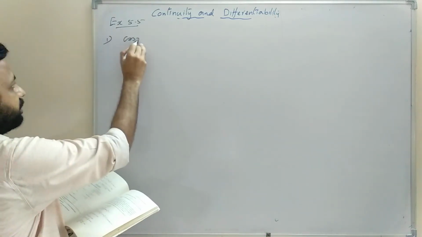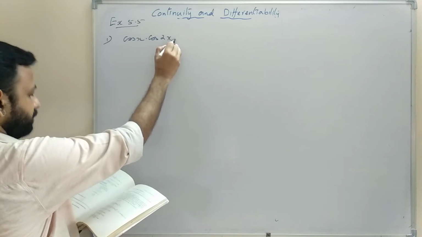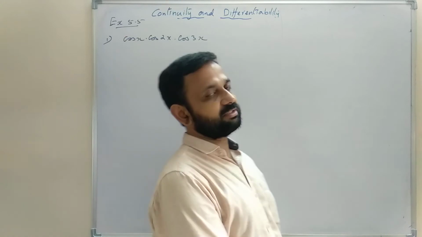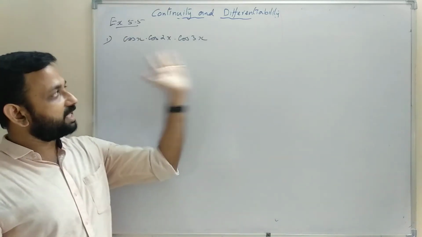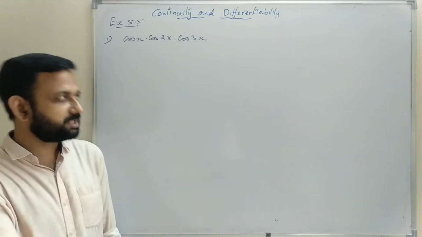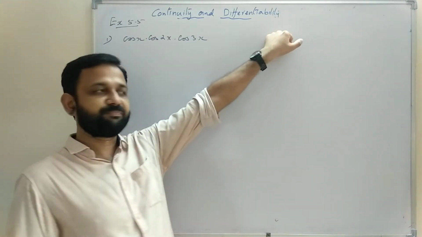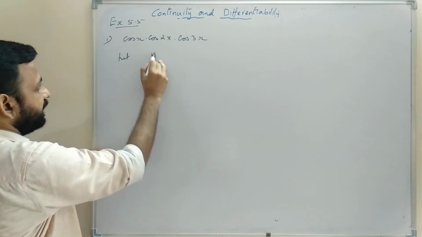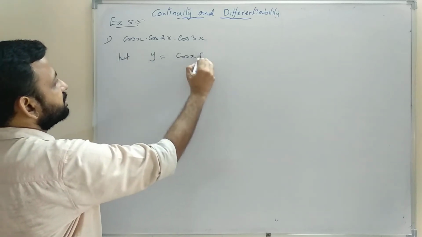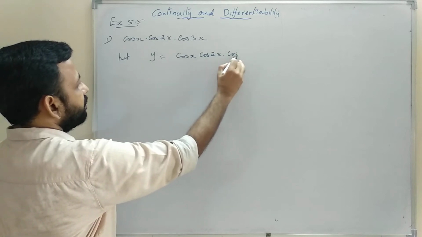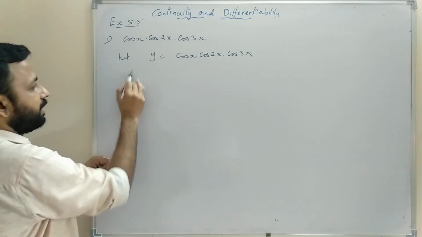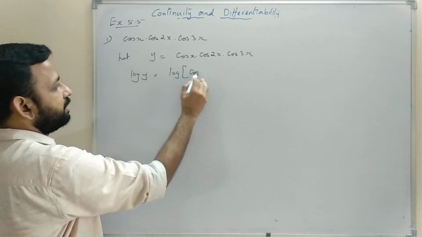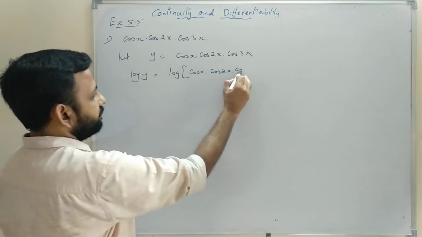First one, cos x into cos 2x into cos 3x. So this is the product of three trigonometric functions, and we can do it by logarithmic differentiation. When we do it by logarithmic differentiation, at the beginning we write, let y is equal to cos x into cos 2x into cos 3x. Then take logarithm on both sides, log y equal to logarithm of RHS, log of cos x into cos 2x into cos 3x.